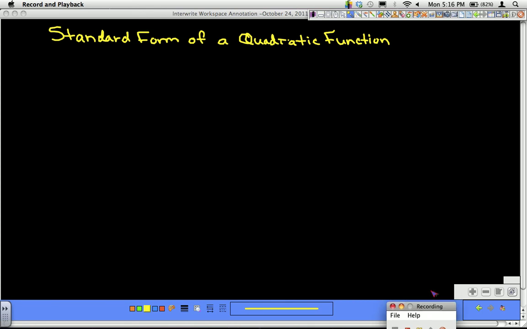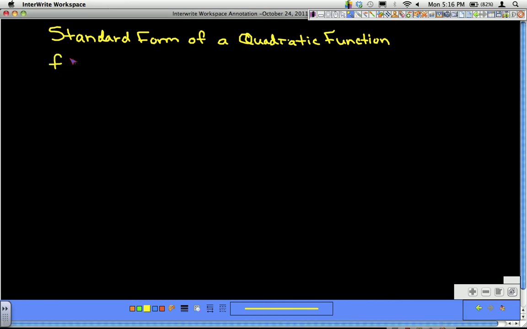Alright, next step is let's take a look at what the standard form of a quadratic function is. Now, remember we said in general we could look at something like this and know that it was quadratic. Oops, we'll get the a back out there. So we could set something up like this.